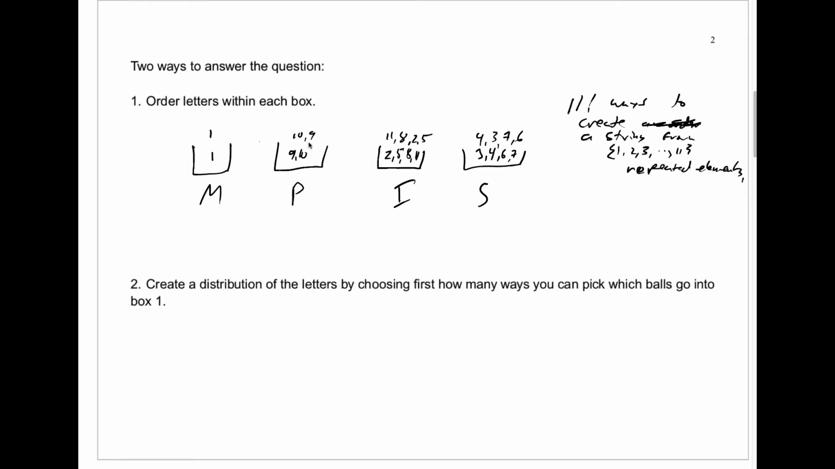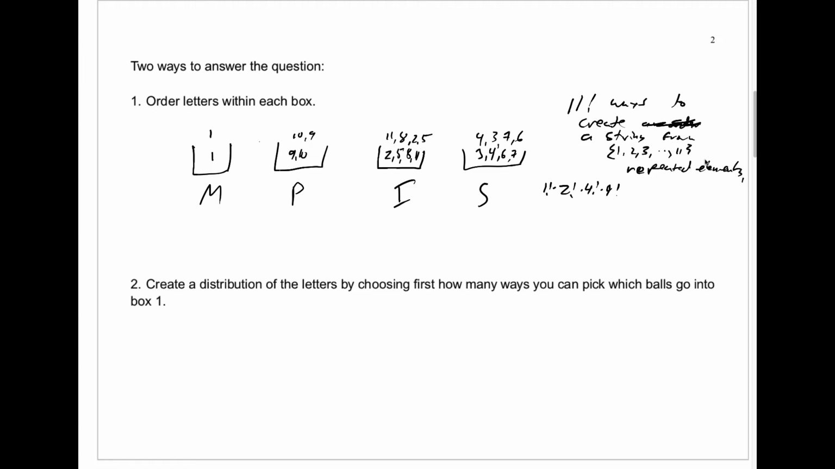Well, the 1 has to come first, but I have 2 different ways I can rearrange the 2 numbers that go into the P box. I have 4 factorial different ways I can rearrange the 4 that go in the I box. I have 4 factorial ways I can rearrange those in the S box. If I multiply those together, 2 factorial times 4 factorial times 4 factorial, and I'll put in the 1 factorial just to say how many ways I can rearrange that 1, this number is the number of ways I can rearrange the numbers within each box to create a different string that gives me the exact same distribution of the numbers into the 4 boxes.